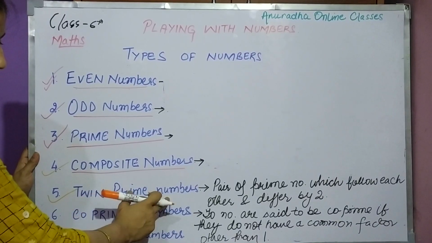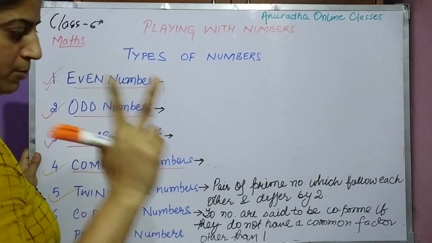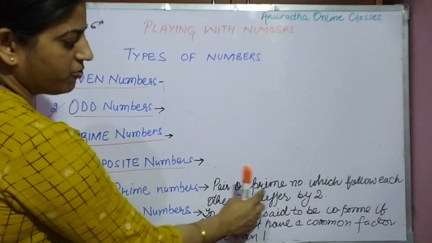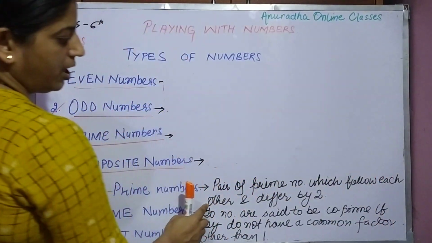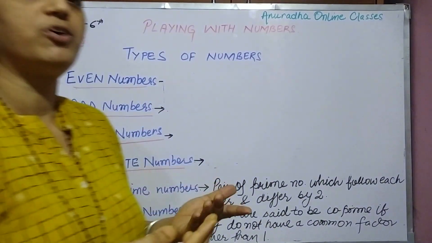See, twin prime numbers means a pair of prime numbers, means two numbers will be there. A group of two numbers, a pair of numbers. A pair of prime numbers which follow each other and differ by two.